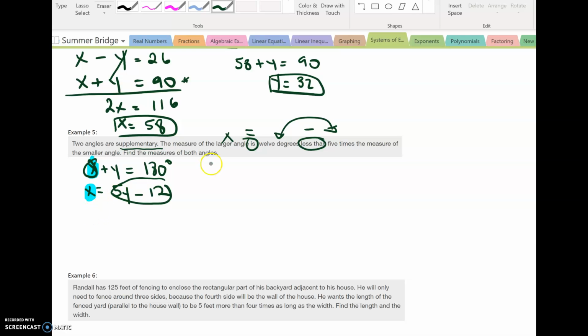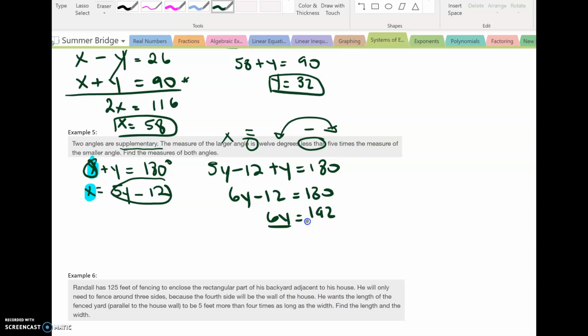So I'm going to have 5y plus y is equal to 180. There we go. So I'm going to combine what I had, like terms. I'm going to add 12 to both sides, and then I'm going to divide by 6. So y is equal to 32 degrees.